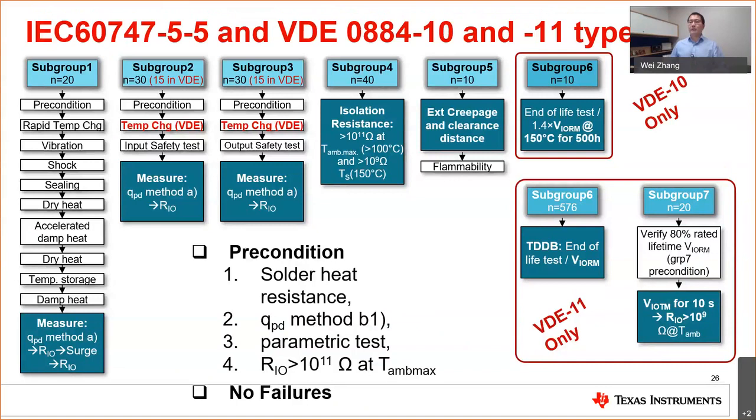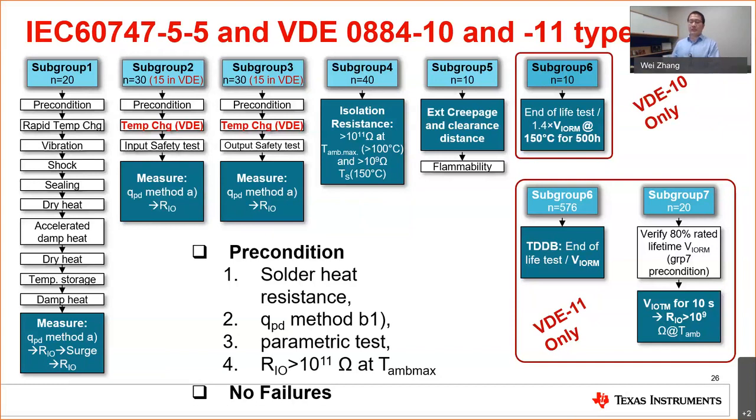Okay, so many parameters. How are these parameters tested for the popular standard, which is IEC, VDE? I'm showing it right here. Basically you have multiple groups. Every group is supposed to handle either mechanical, thermal, creepage distance, or lifetime. Every group has a purpose, but most of the groups, like group 1, 2, 3, have a precondition. What is the precondition? Test method B1, RIO. Then it goes through all the tests, then they measure RIO for groups 1, 2, 3, and also partial discharge, method A. For group 4, it's testing the isolation resistance at different temperature regions. Subgroup number 5 is just measuring the creepage and then testing the flammability.